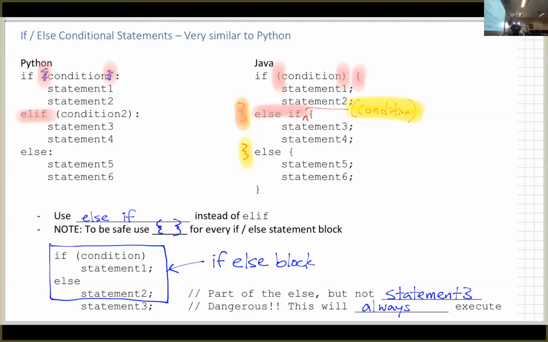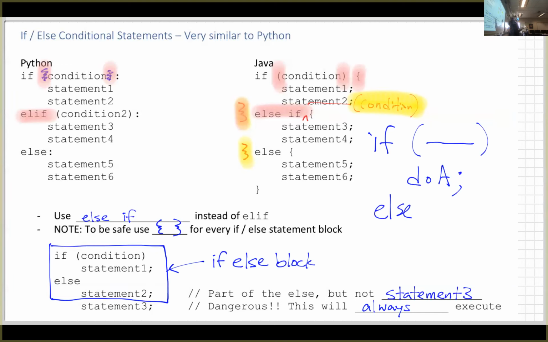And so the way this evolves by accident is like this. You might write some code, and you say, okay, if some condition, and you think, I only have one line to write, something like do A. I only have one line, so I don't really need the curly brackets. So you get a little lazy and you don't put them in. And then you say else, and for the else as well, I only have one thing to do, so I'm not going to put the curly brackets in. And it's okay, right? Java says you don't need it.